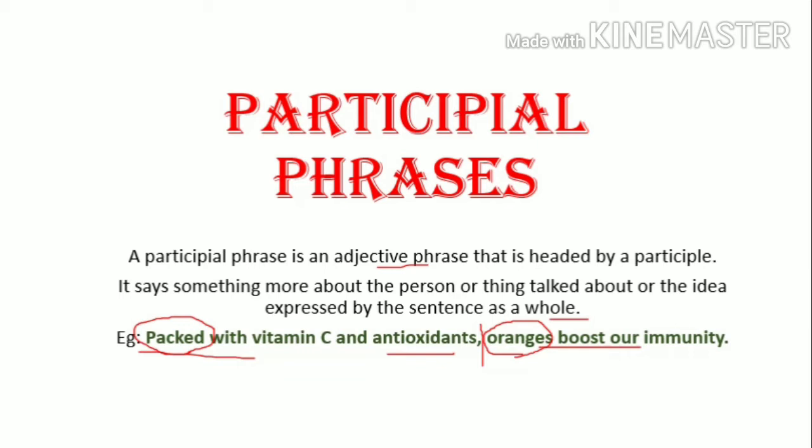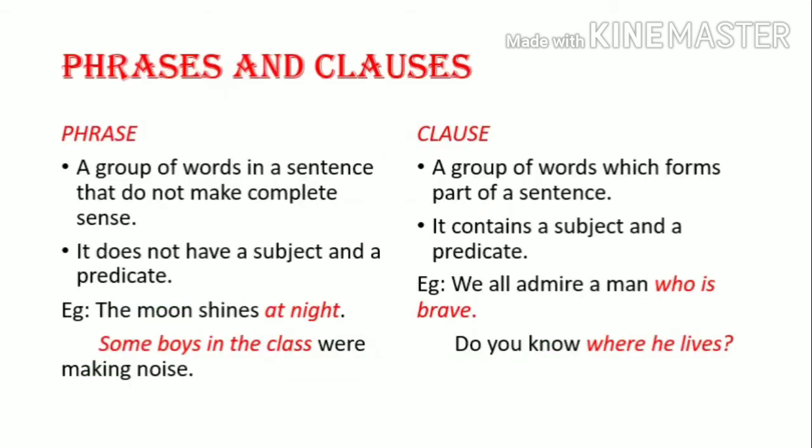So before knowing more about participle phrases, you need to know what are phrases, what are clauses, what are participles. A phrase is a group of words in a sentence that do not make complete sense. It does not have a subject and a predicate. For example, the moon shines at night. At night is a phrase. Some boys in the class were making noise. Who were making noise? Some boys in the class. It's a noun phrase here. It does not have a complete sense, so it is a phrase.